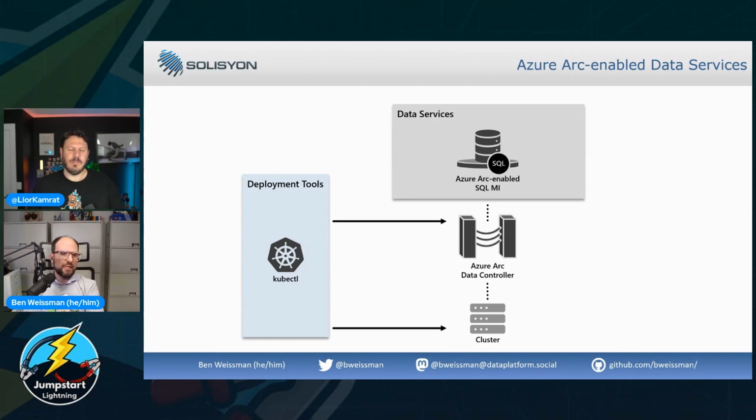And what I would like to talk about today, and what I would like to show you today, is how we can deploy all the magic of Arc-enabled data services using just native Kubernetes tools, without any Azure native tools at all, without going to the portal, without using Azure Data Studio, without using the Azure CLI or any of that.